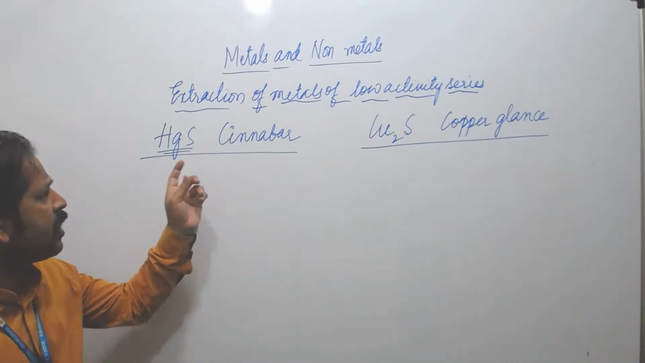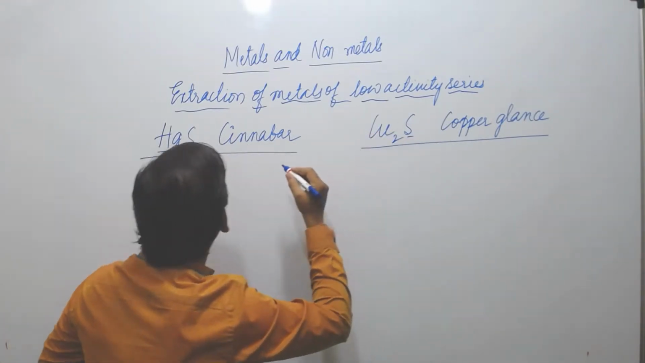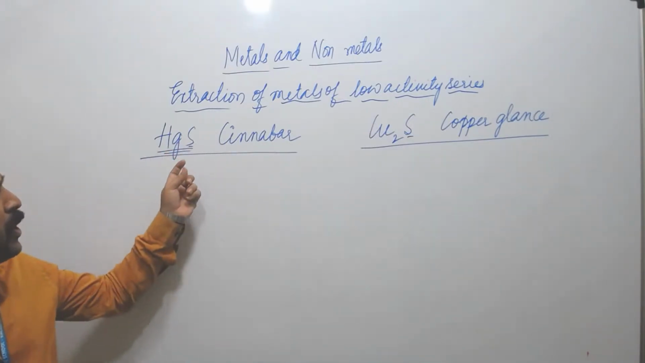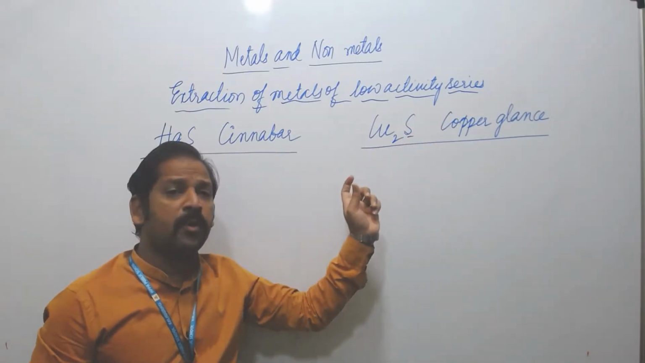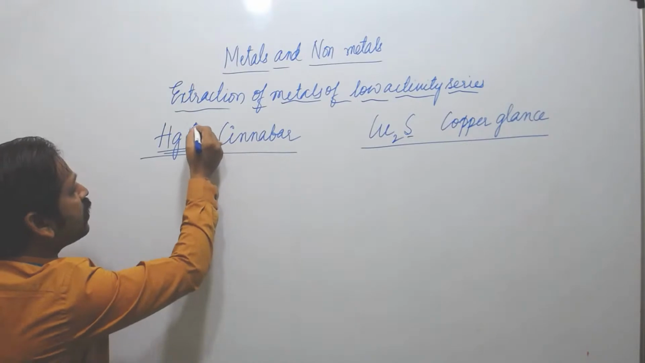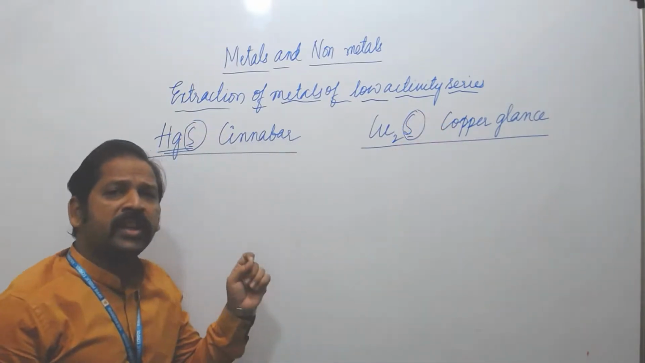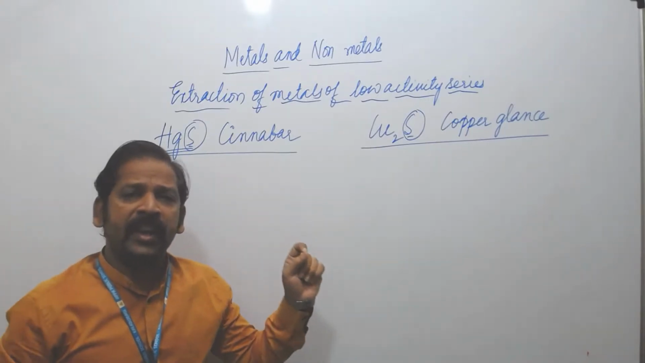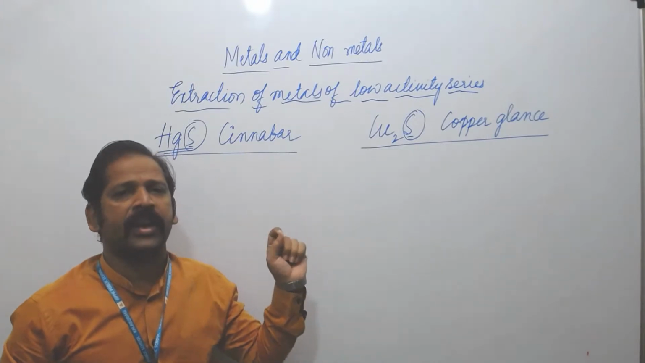Starting with cinnabar. Usually sulfide ores: mercury sulfide and copper 1 sulfide. Both react with oxygen, because these are sulfide ores. Roasting is the process: heating in presence of excess air.